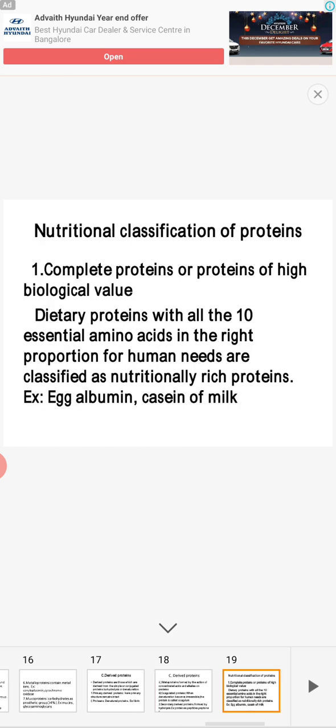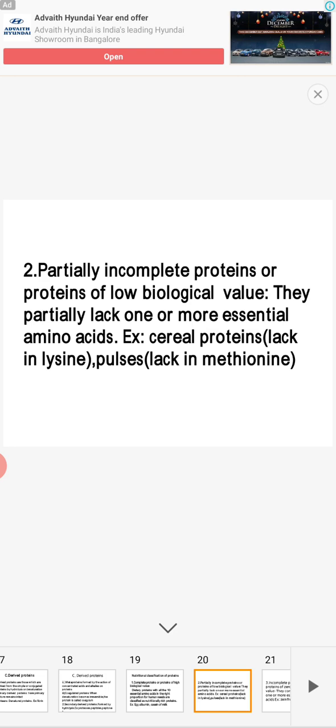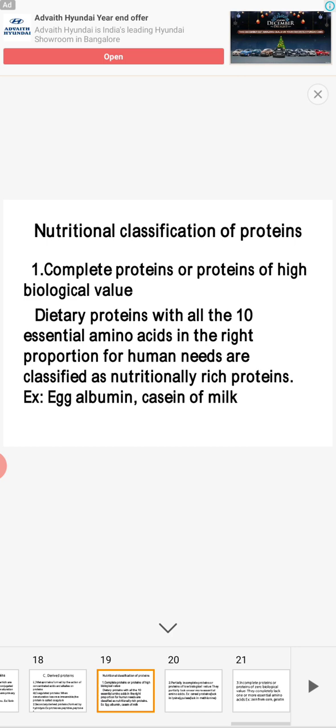Next classification is based on nutritional classification of protein. This mainly depends on what type of amino acids are present in the protein, depending on the food. There are complete proteins, partially incomplete proteins and incomplete proteins. Complete protein, or protein with high biological value, are dietary proteins with all 10 essential amino acids. We will see what those are in amino acid classification. Dietary protein with all 10 essential amino acids in the right proportion for human need is nutritionally rich protein. Best examples are egg albumin, the egg white, not the yellow part, and casein of milk, which is a phosphoprotein. They are complete proteins.